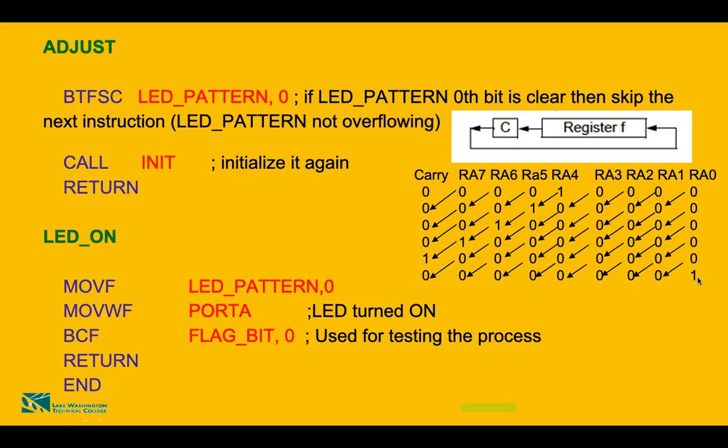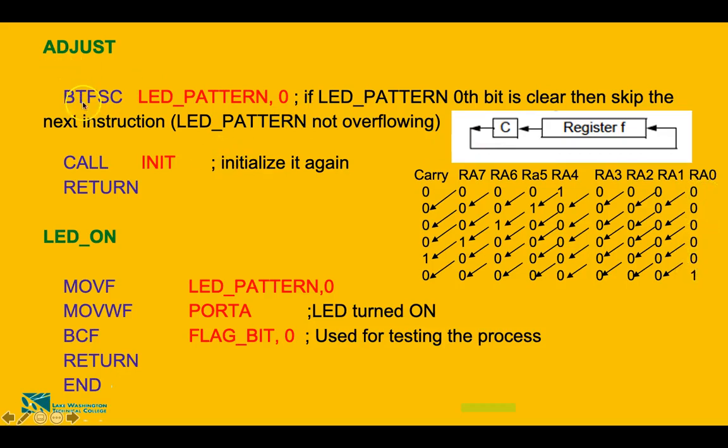Now here comes the purpose of this bit test. Bit test F, skip if clear. So you see here, now you need to connect the dots. The dots are, this RA0 is your 0th bit, right? So what this instruction is doing is testing whether it is 0 or not. It is testing this bit every time.